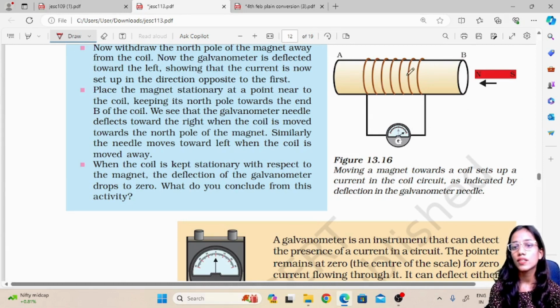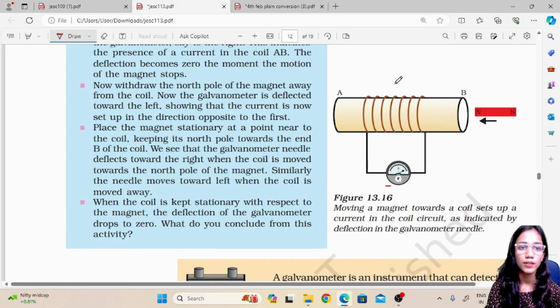Okay, so now this is a setup. This is a paper on which the coil is wound and there is no circuit over here. It is just connected to a galvanometer. Now in the vicinity of this, a magnet is placed, keeping its north pole towards the end B of the coil.